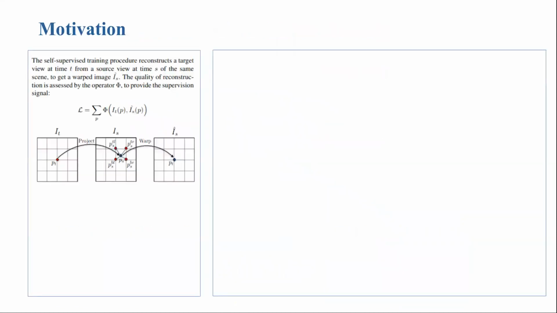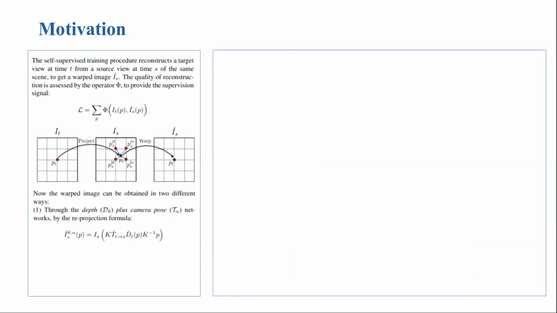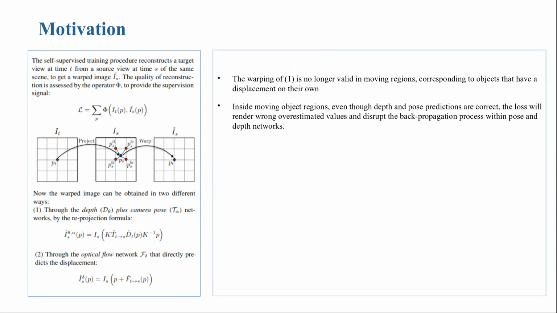The self-supervised training procedure is based on the warping process where you try to reconstruct a target view at time t from a source view at time s, and the quality of the reconstruction is assessed by an operator that gives the supervision signals. There are two ways to warp an image. Either you use the depth plus camera network, or you use the optical flow. The issue with the first method is that it's no longer valid in moving regions. So it gives overestimated loss values that disrupt the backpropagating process.